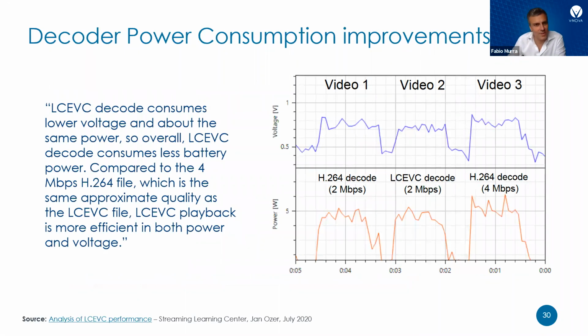On the other side, on the decode, these are some of the tests that were done independently, and they show that LCEVC can actually reduce at a given operating point the power required by the decoder. Again, it's a combination of smaller images for the base and a low complexity enhancement, or if you compare it at the same bit rate, it will consume more or less the same power as what's available in hardware today.